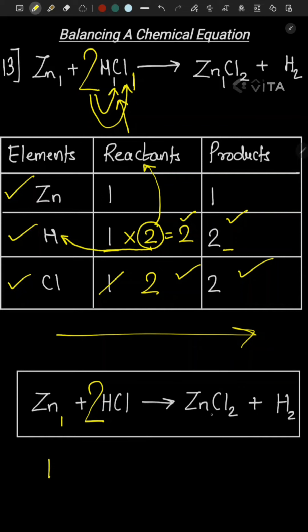If you want to tally, you can tally this further. Zinc: 1 atom, zinc: 1 atom. Hydrogen: 2 times 1, that is 2 atoms; hydrogen directly 2 atoms here. Chlorine: 2 times 1, that is 2 here; chlorine is directly written as 2 here. Hence the chemical equation is balanced.